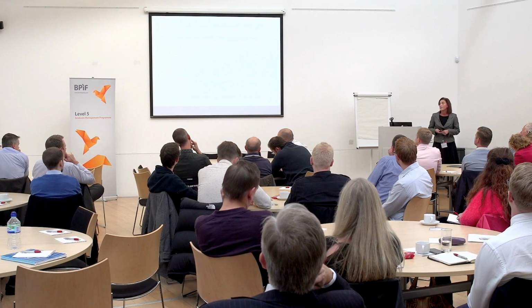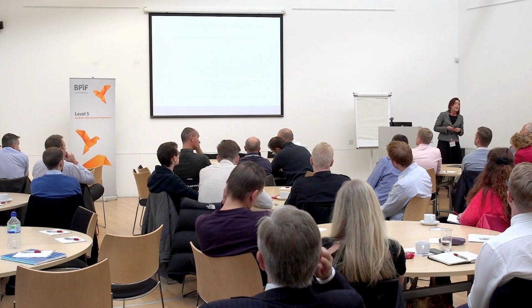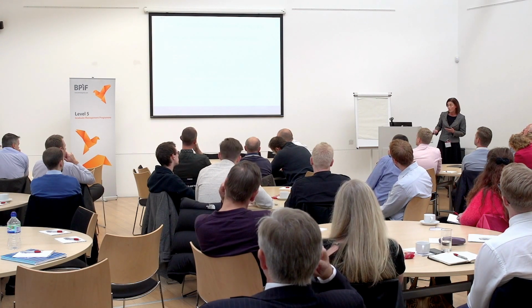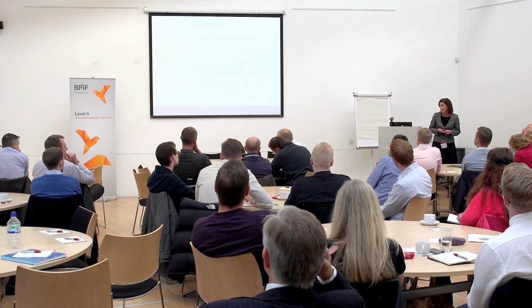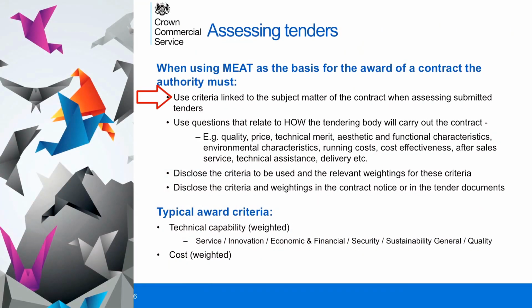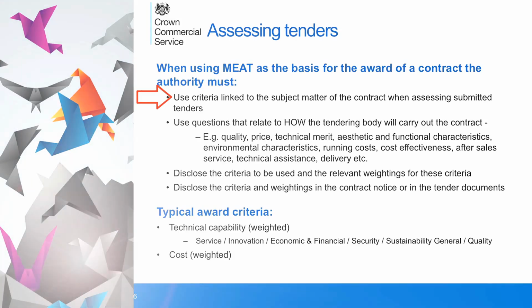The idea being that obviously the contracting authority decides which one of those is most applicable for the contract that they're awarding and the goods or services that they're procuring. If you're using MEAT as the basis for the award, however, there are also criteria that must be followed. The criteria that you're actually evaluating on must be linked to the subject matter that you're actually asking for in the contract. So we can only evaluate you on criteria that we've actually asked for.